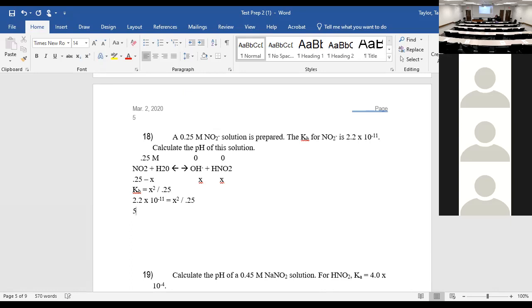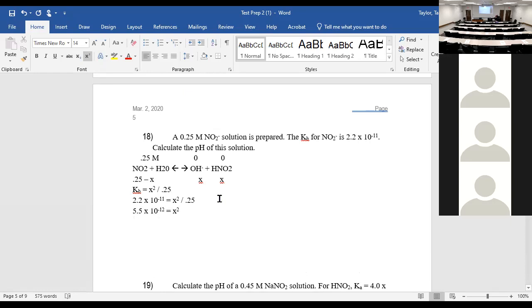You multiply both sides by 0.25, and you get 5.5 times 10 to the negative 12th is equal to X squared. And then you just take the square root, and you get 2.35 times 10 to the negative 6th. And then how do we get pH from that?